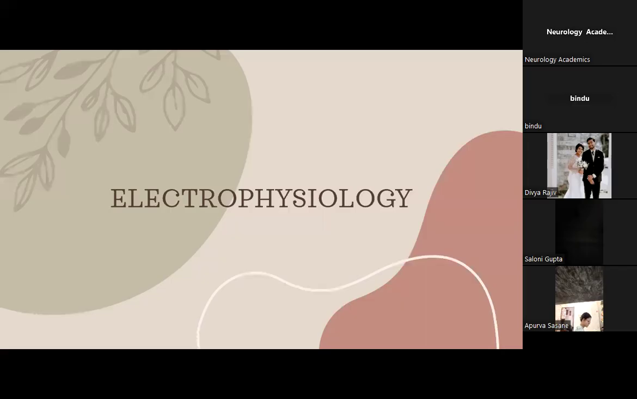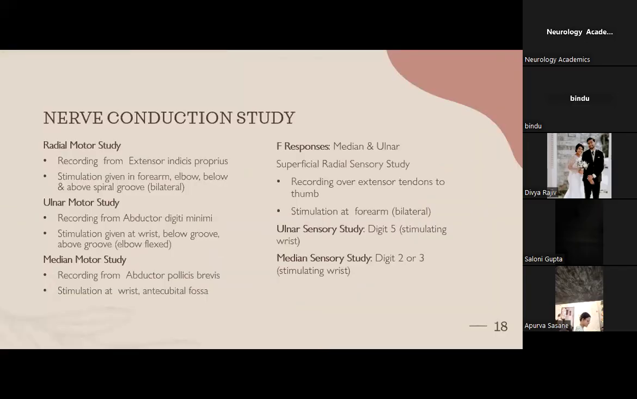Coming to electrophysiology. In the nerve conduction study, we will do the usual radial motor study, ulnar motor study, median motor study, and F-wave responses of median and ulnar, along with the superficial radial sensory study, ulnar sensory study and median sensory study. For the radial motor study, we record from the extensor indicis proprius, and stimulation is given at the level of the forearm, elbow, below and above the spiral groove.